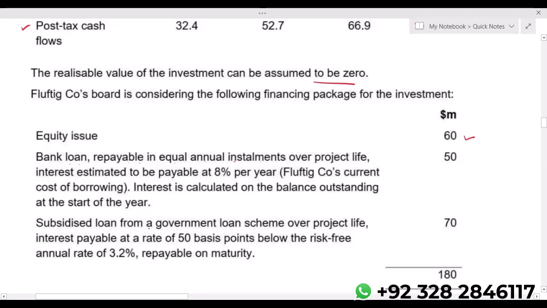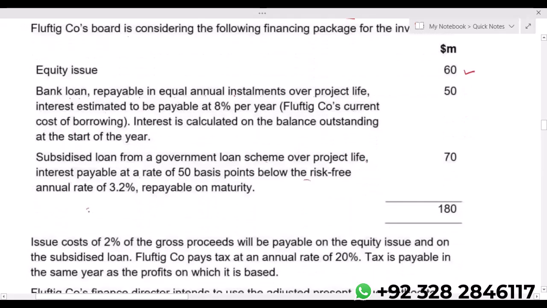Okay, subsidized loan from the government loan scheme over the project life. Interest payable at the rate 50 basis point below the risk-free rate. Now listen. Risk-free rate is 3.2%. Subsidized loan is, you will get even 0.5% lower than 3.2. Risk-free rate is 3.2 and question says your subsidized loan, even it will be 50 basis point lower than the RF rate. 3.2 minus 0.5. Students, I'm getting 2.7. Subsidized rate will be 2.7.